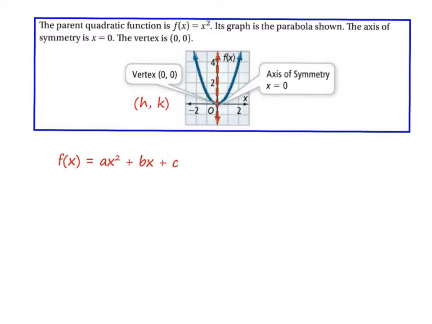The general equation for a quadratic function, and if you don't know this by now, that's a problem: f(x) = ax squared + bx + c.